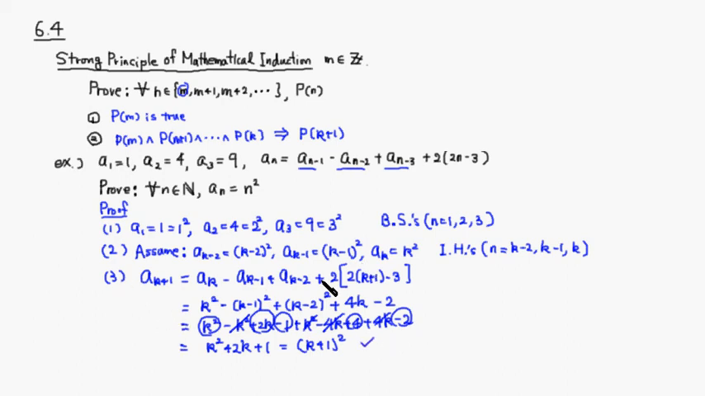So this was the induction step, where we're showing that for n equals k+1 the formula still works out. So the last line is, therefore, for all natural numbers n, the formula for a_n is n squared. That's it. I hope that this was clear.